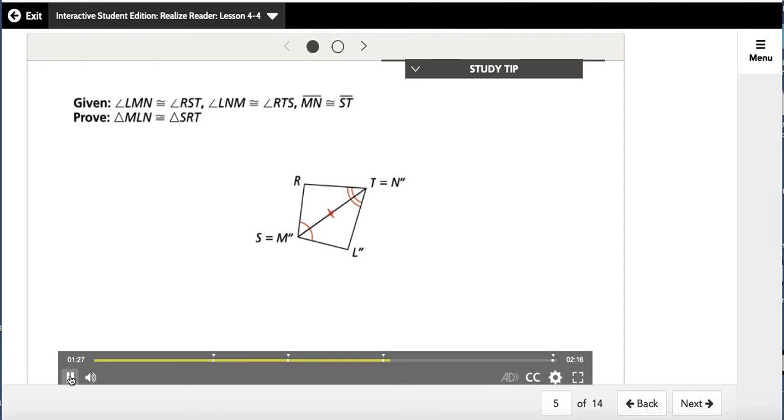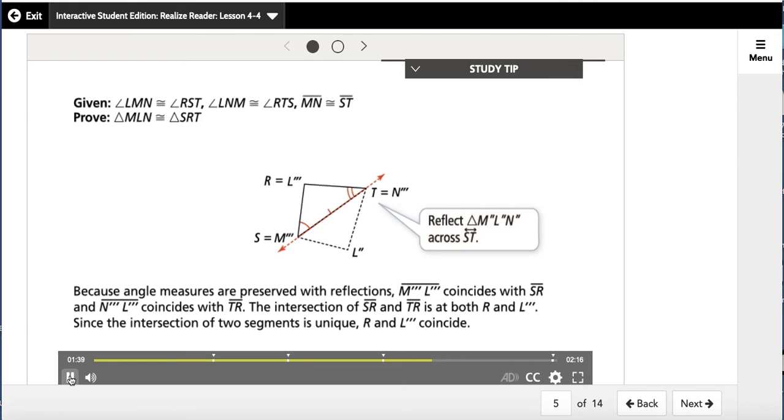To prove that triangle MLN is congruent to triangle SRT, reflect triangle M', L', N' across line ST. Because angle measures are preserved with reflections, segment M', L' coincides with segment SR, and segment N', L' coincides with segment TR. The intersection of segment SR and segment TR is at both point R and point L'.